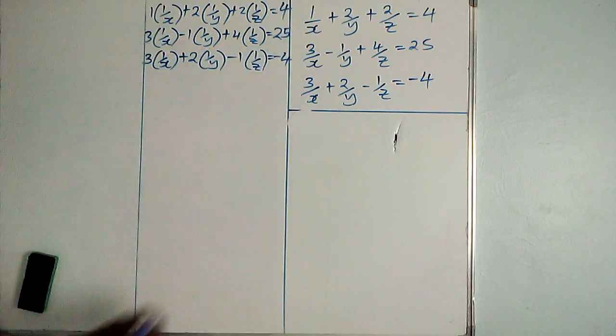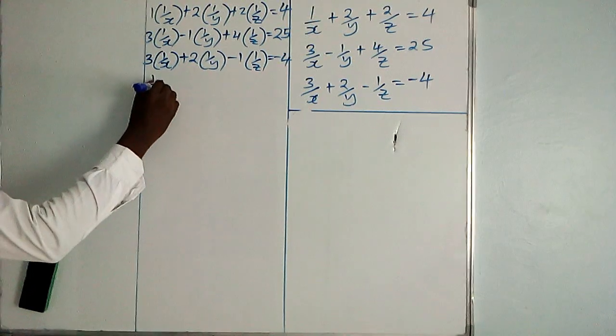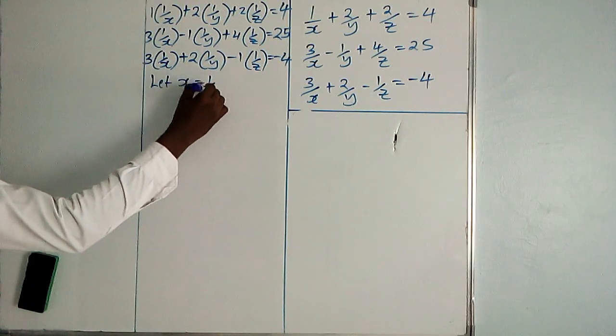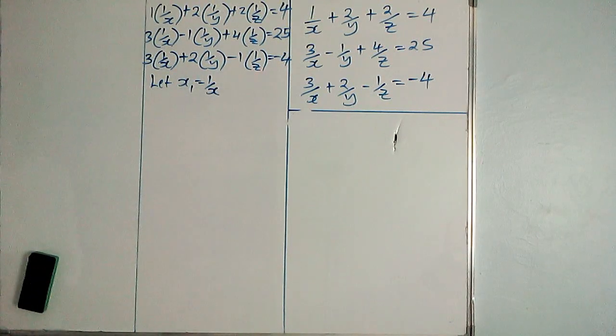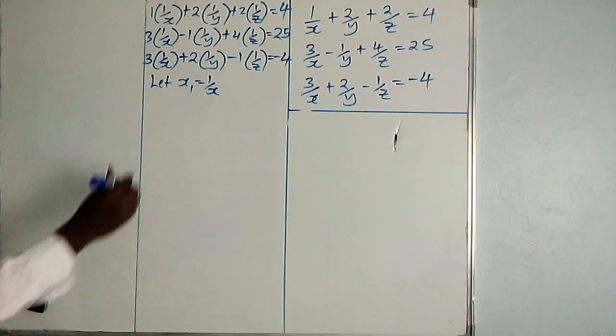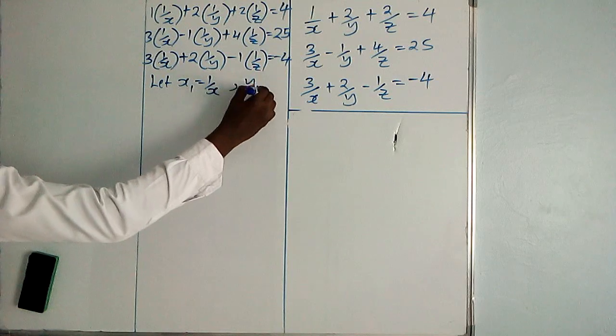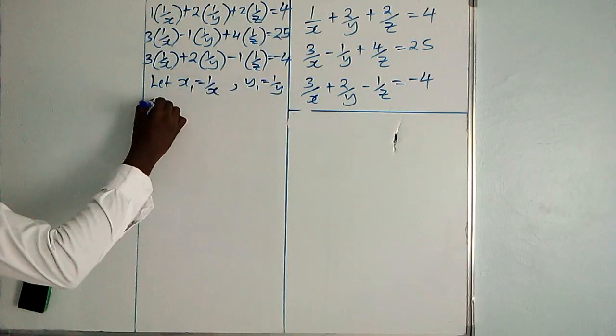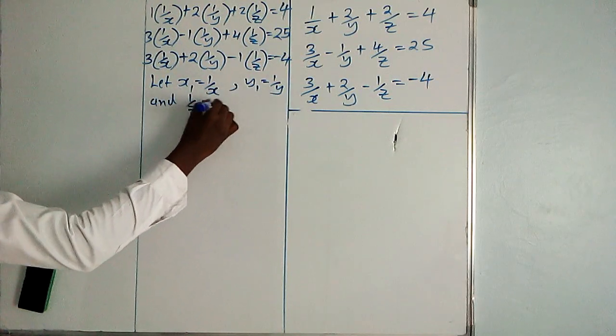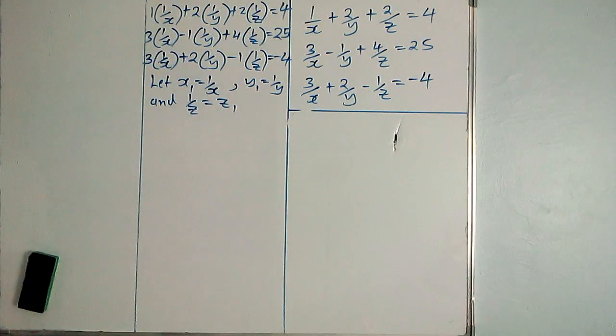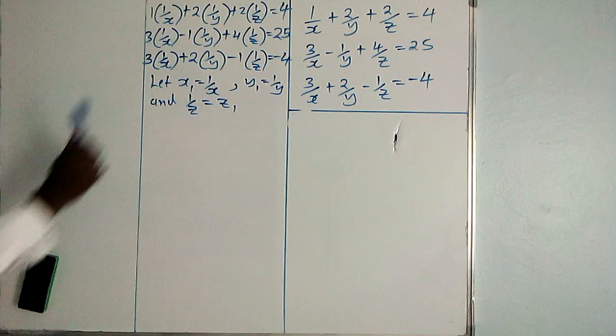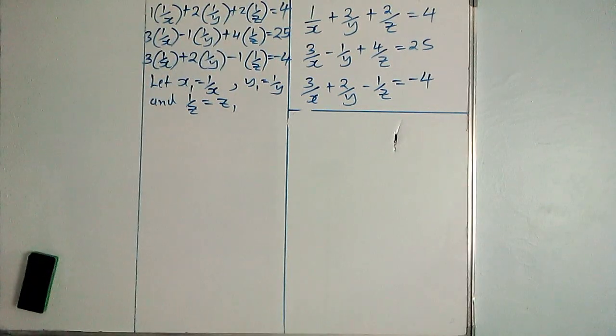So the thing you say, you let x1 to be 1 over x, or you say you let 1 over x to be x1, isn't it? And you let 1 over y to be y1, and you let 1 over z to be z1. So it means the moment you found the values of x1, y1, and z1, then you can now get the values of 1 over x, 1 over y, 1 over z. If you use them like that in that equation, you'll only be complicating it, isn't it?